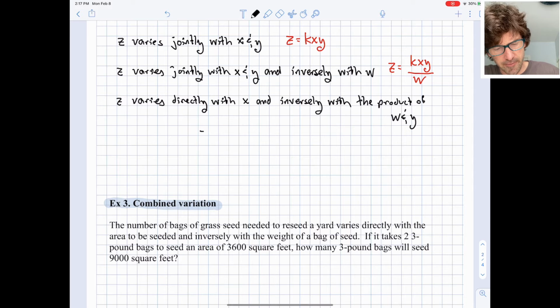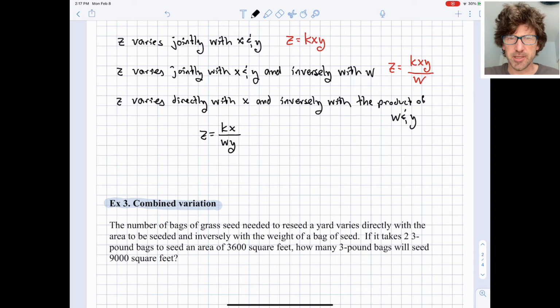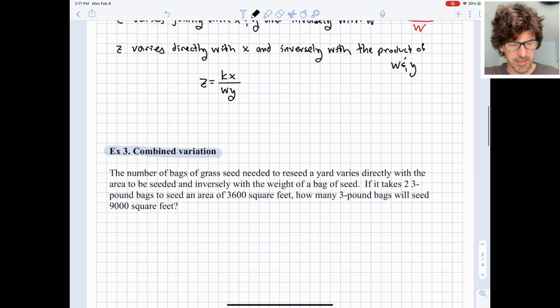So we have a constant of variation k being multiplied by x up top, and then the product of w and y down below. So again, in this case, if x were to increase, z would increase, and if either w or y were to increase, z would decrease because they're on opposite sides of a fraction. Let's do one example related to that.